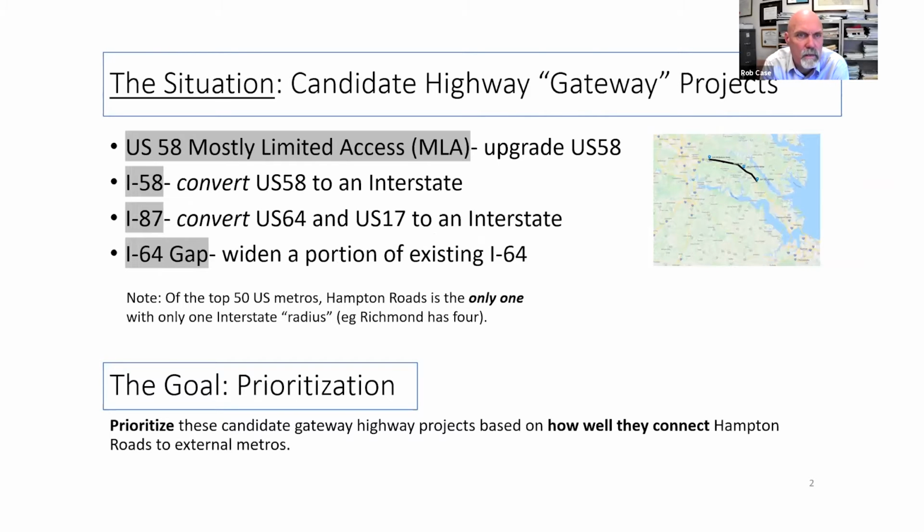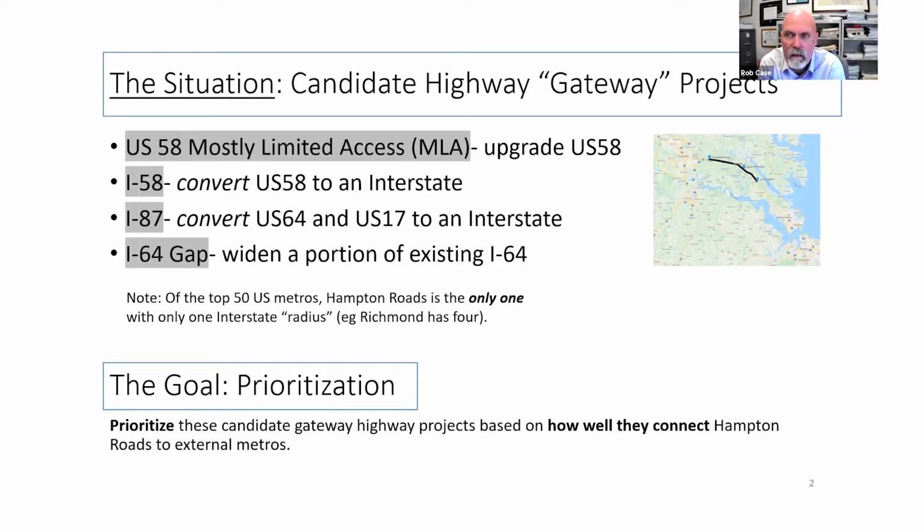The situation is that we have these candidate, what we're calling gateway projects, because they're out on the edge of our region. And we got 4 of them there in gray, and notice that 2 of them are conversion to interstate. And so I was interested in interstate versus non-interstate. Notice also in the note, it says that of the top 50 US metros in America, Hampton Roads is the only one in America with only one interstate radius.